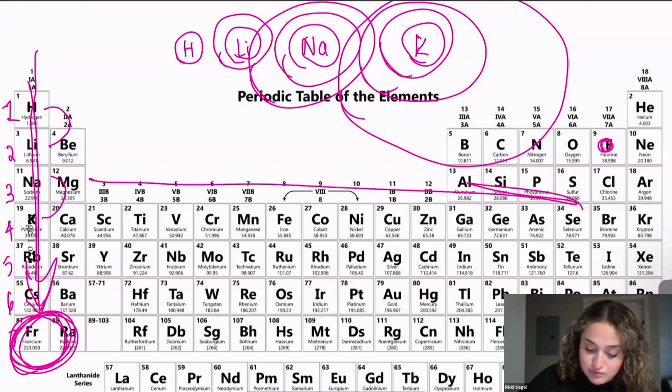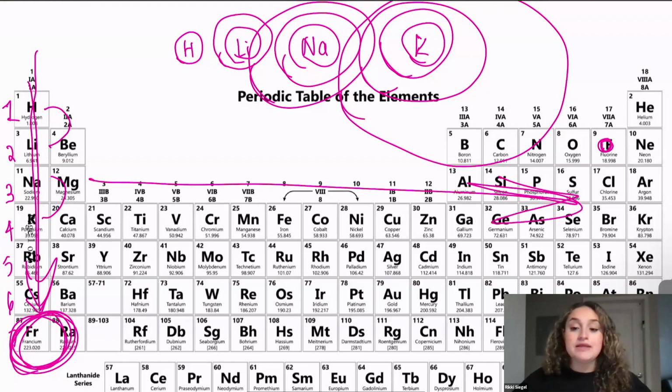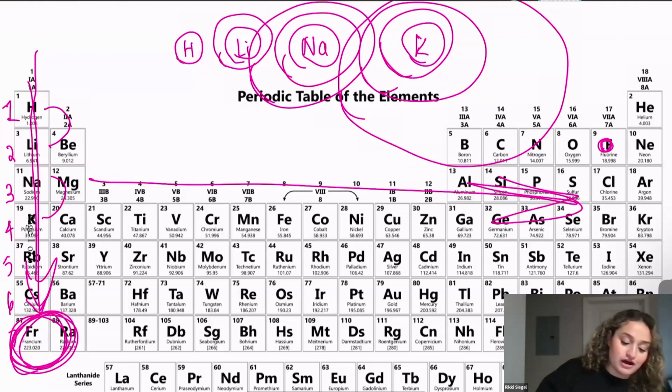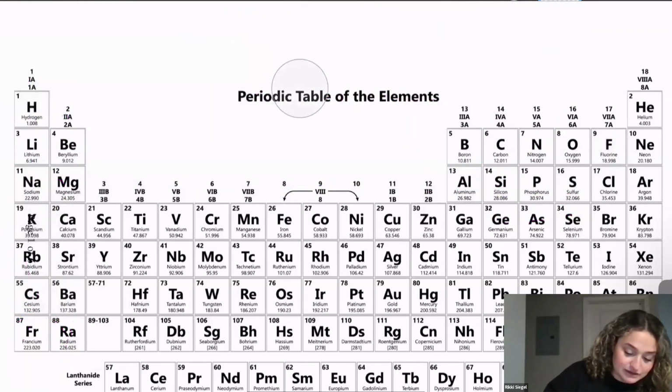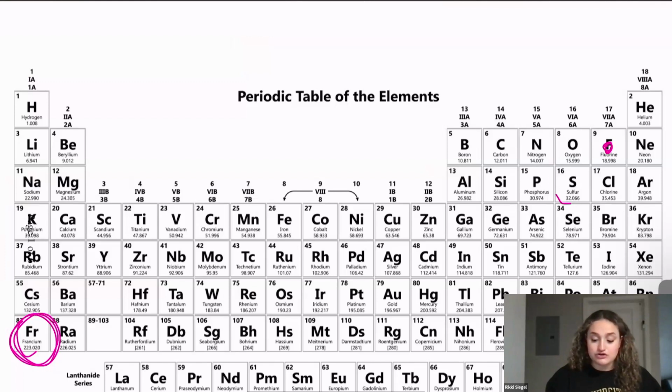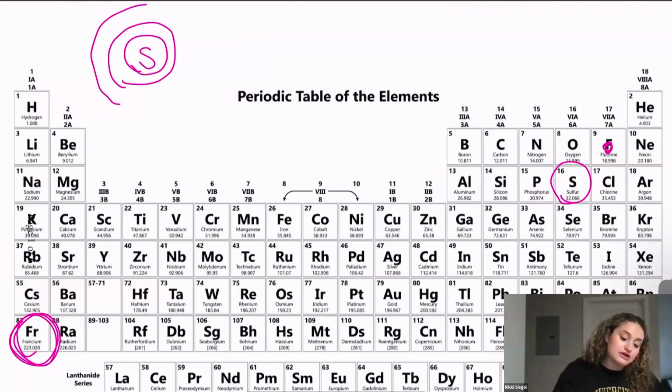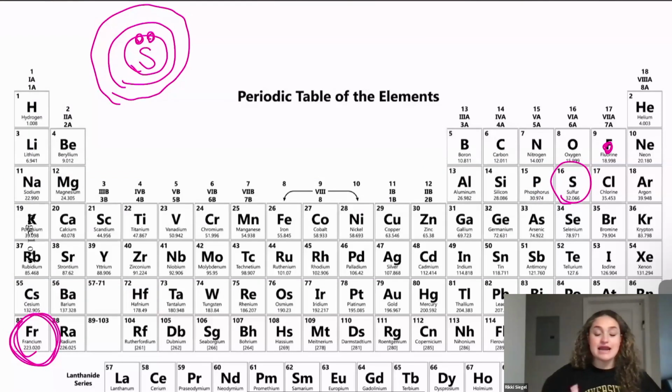Now, as we go this way, why does this get smaller? It's actually because of something called the shielding effect. I'm going to quickly talk about the structure of an atom. This is based off of the Bohr model of the atom. Let's talk about sulfur, for instance. Sulfur is in the third row of the periodic table, so he's going to have three shells. The innermost shell is going to have two electrons, and then every single other shell is going to be eight. So he is going to have 1, 2, 3, 4, 5, 6, 7, 8.